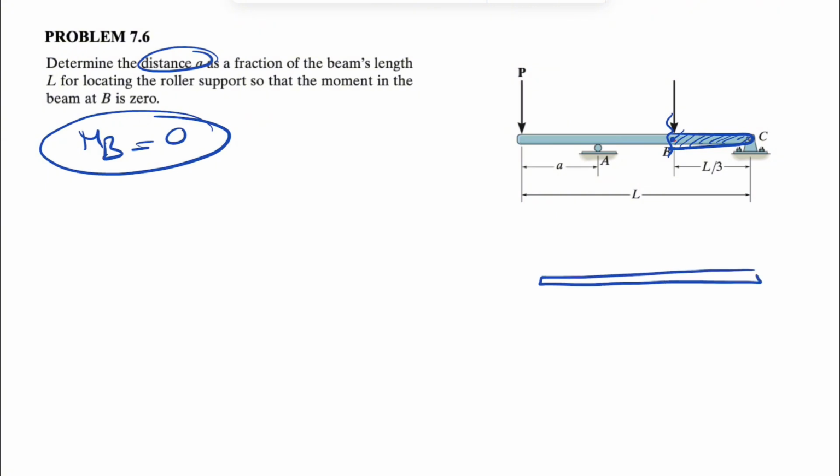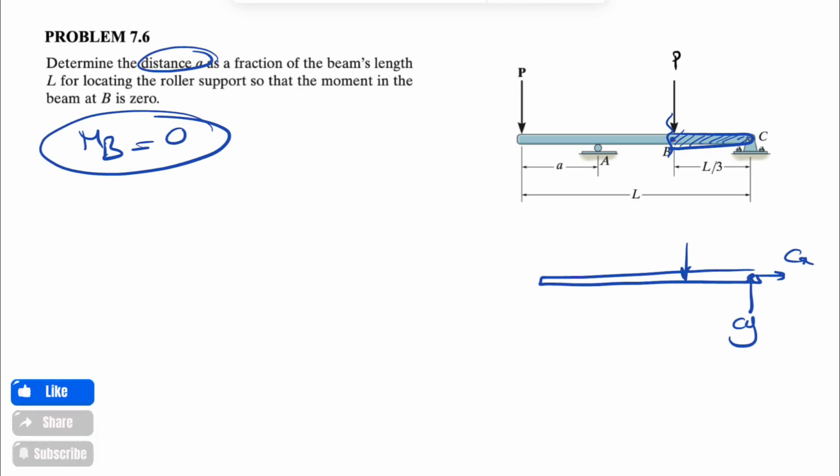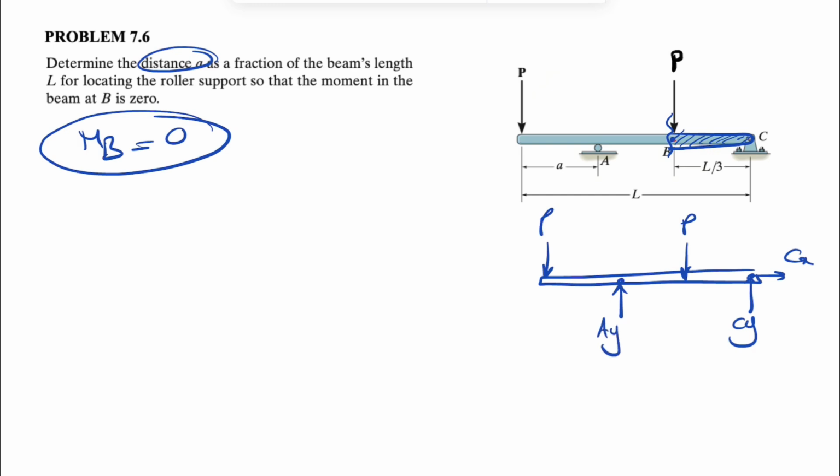So we're gonna have the length of the beam, we have a pin at point C, which means we have CX and CY. This force is missing in the figure, so this one is also P. So we're gonna have the force P in here, another force P in this part, and at A we have a roller, which means we have a normal reaction at that support. And what we are interested in is all the reactions at point C.